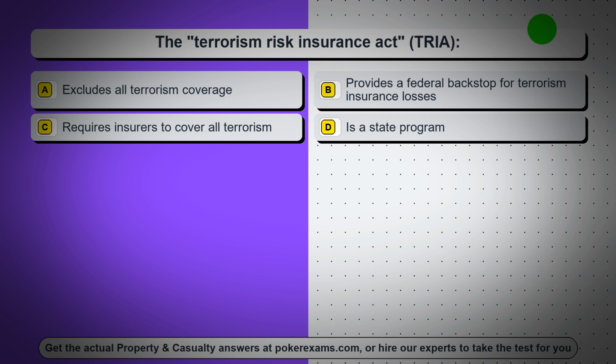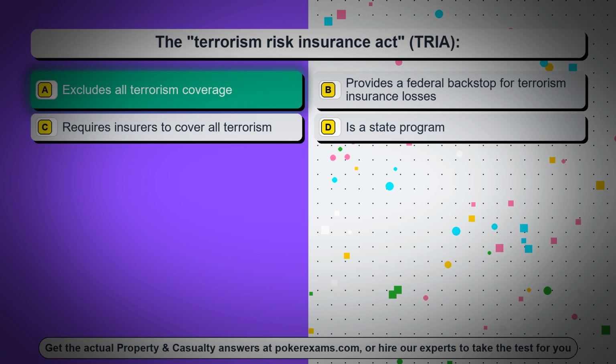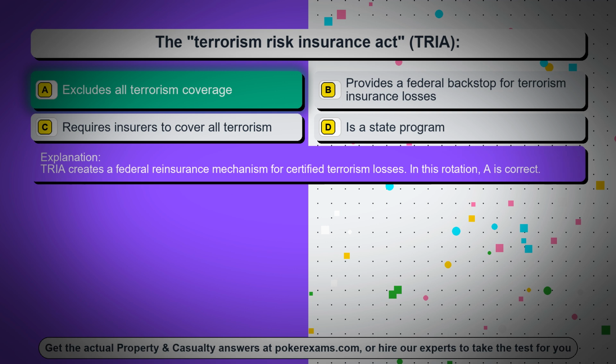Question 56. The Terrorism Risk Insurance Act, TRIA. Option A, excludes all terrorism coverage. Option B, provides a federal backstop for terrorism insurance losses. Option C, requires insurers to cover all terrorism. Option D, is a state program. The correct answer is option A, excludes all terrorism coverage. TRIA creates a federal reinsurance mechanism for certified terrorism losses. In this rotation, A is correct.